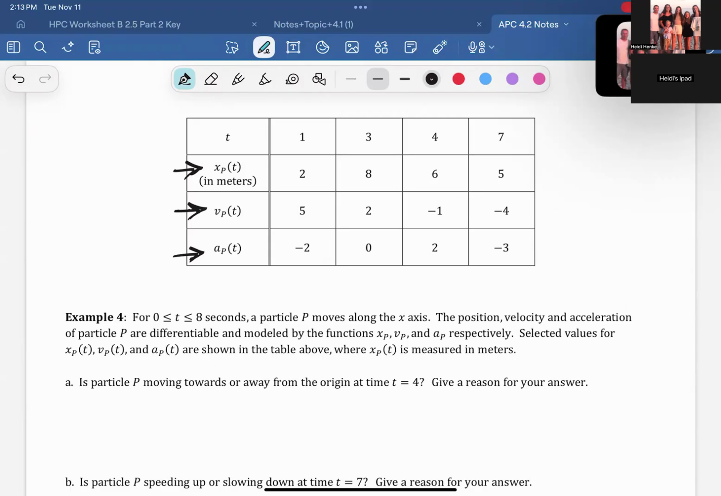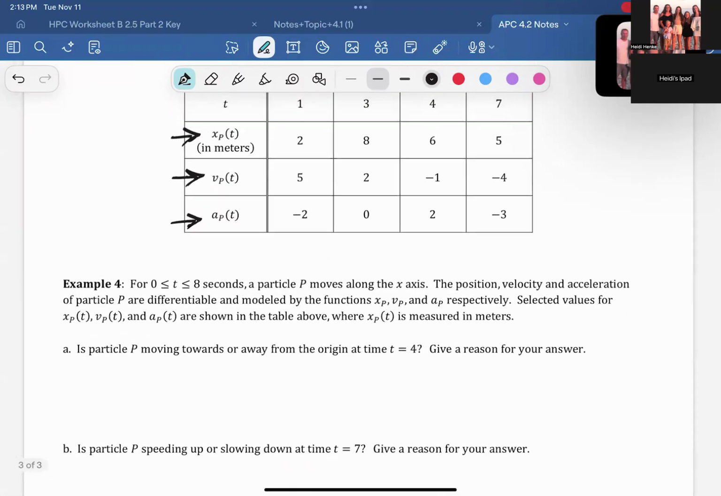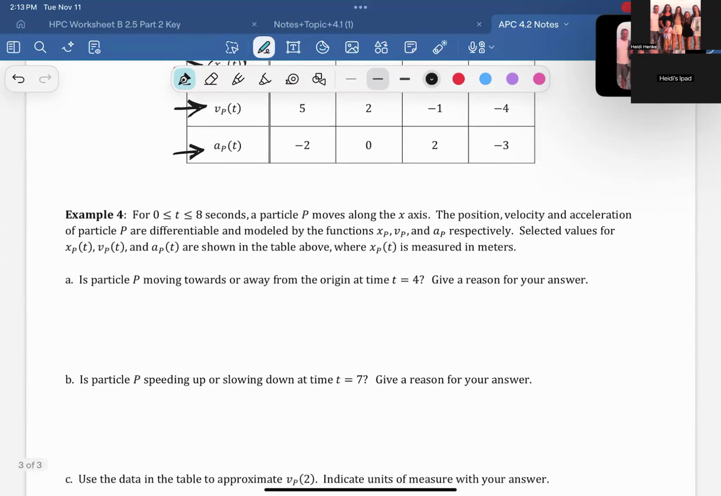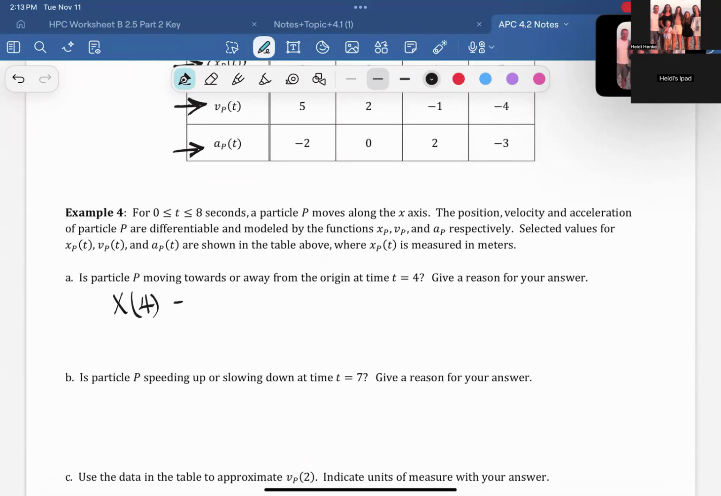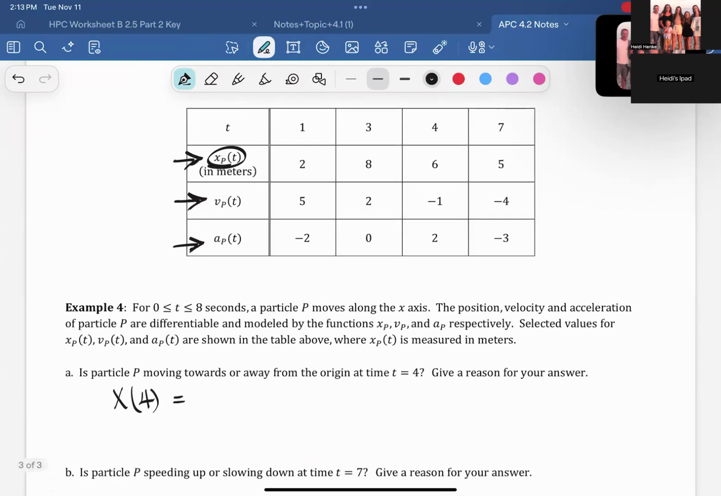So we need to know its position at 4, which in this case they write as x of t for position. So x of 4, its position at 4. And according to the chart, the position is 6. So just thinking about what this looks like, I'm on a number line. At time 4, I am at a position of 6. So this is where he is, but I don't know whether he's moving to the right or to the left. Zero's over here. There's the origin. Is he moving away from the origin and going right, or is he moving towards the origin, moving left?